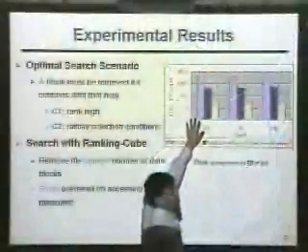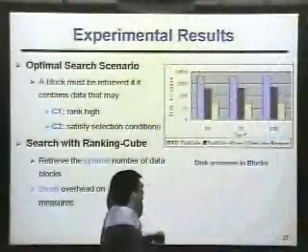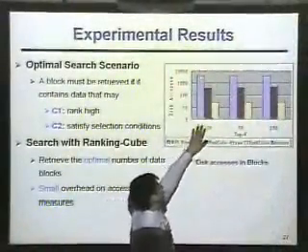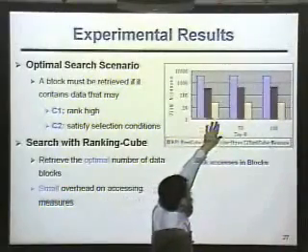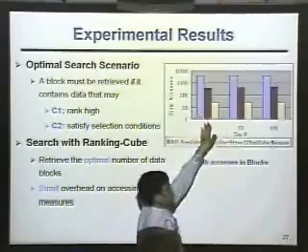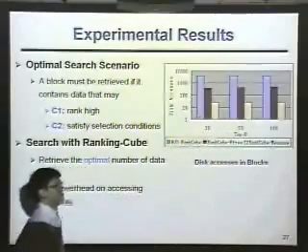So without ranking cube, for example, we will touch more than 1,000 disk blocks, and with ranking cube, we can reduce the number of blocks by one order of magnitude, and the measure we call signature actually is two orders of magnitude less.